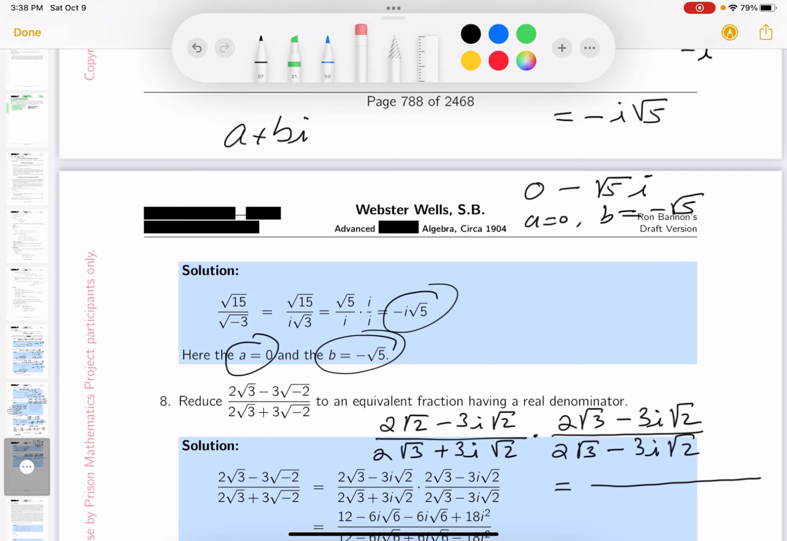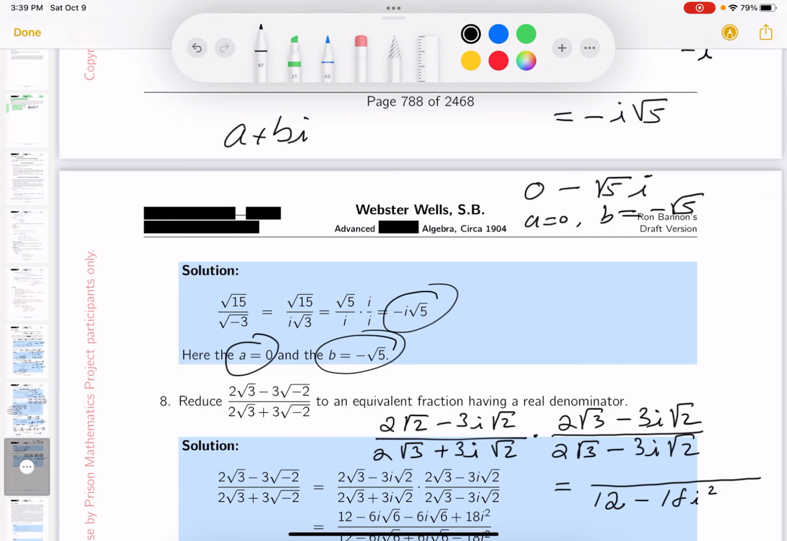I'm going to do my multiplications. So what do you get over there? Well, you would get 4 times 3, which is 12. And then you're going to get minus 3 times 3 is 9, and root 2 times 2 is 2. 9 times 2 is 18. So it's 18i squared.